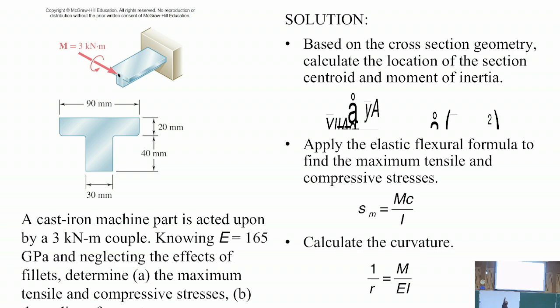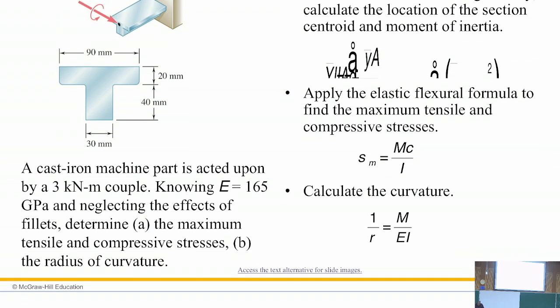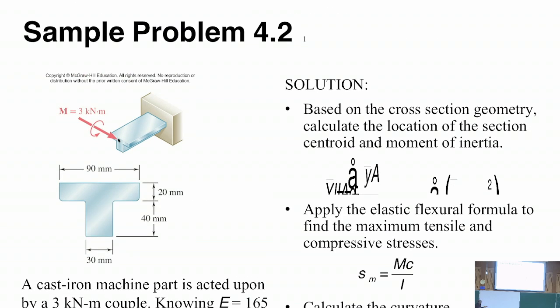A cast iron machine part is acted upon by a 3 kilonewton meter couple, knowing that E is equal to 165 GPa and neglecting the effects of the fillets, that means just assume these to be full rectangles, determine the maximum tensile and compressive stresses and radius of curvature. Okay. So this is the problem, and I'll come to the solution of this. Since I could not have drawn this figure so nicely, that's why I've shown the figure here. Is this clear? Can I cut it and take it there?